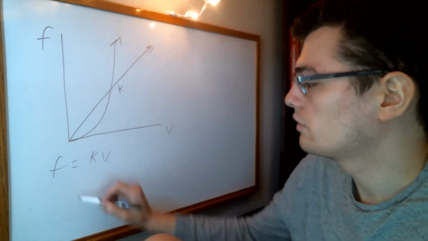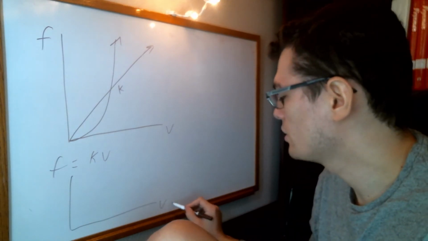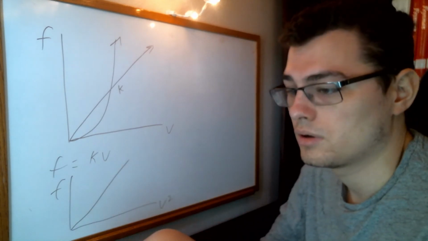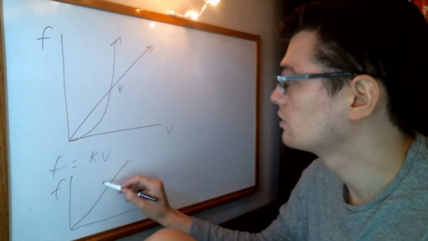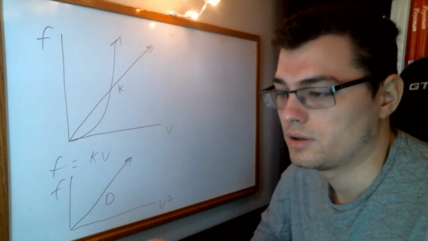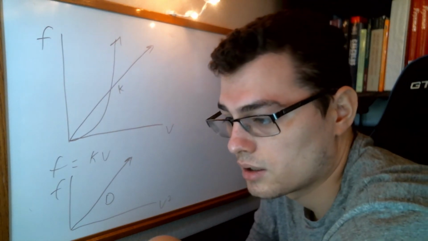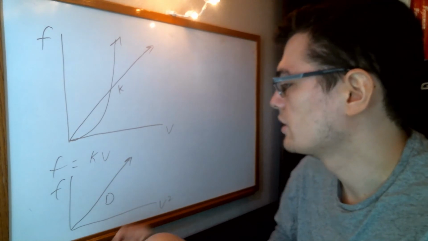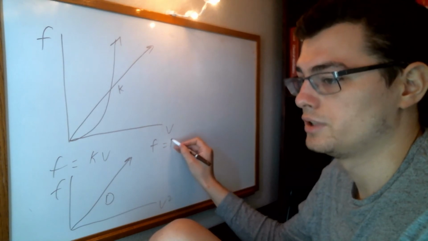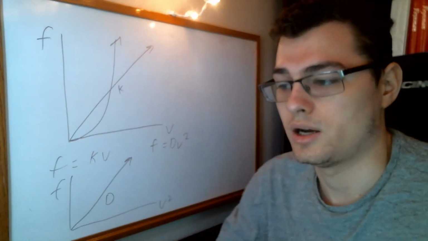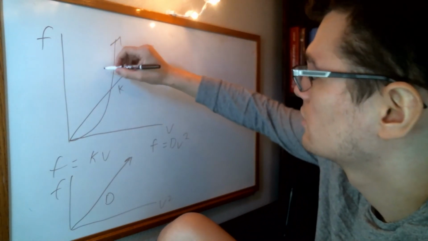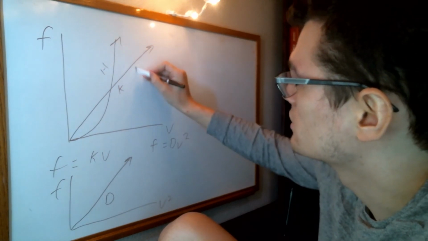But if we were to plot it versus velocity squared, it would be a constant value, and this constant value is going to be d, and this is going to be just resistance at a high speed. And so then this equation is going to be F is equal to dv squared. So then you have to account for, so this is high speed and this is low speed here.